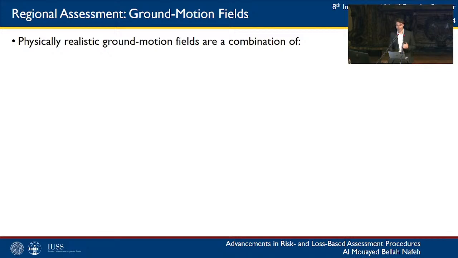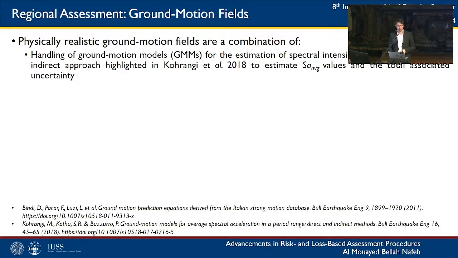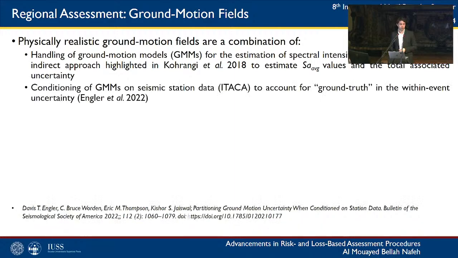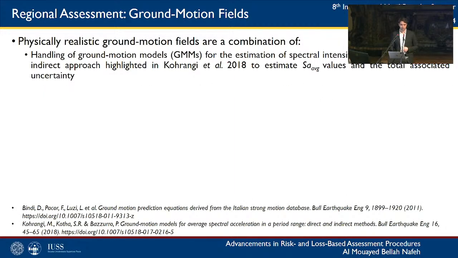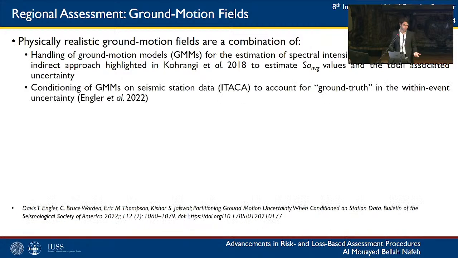Now, simulating physically realistic ground motion fields, or GMFs, is a combination of, first, the ability to handle ground motion models for the estimation of spectral intensities, and for this, we went with the Bindi et al. ground motion model, as it is the standard that is adopted by the INGV for the generation of shake maps. And we went with the indirect approach that was highlighted by Kohrangi et al. in 2018 to estimate SA average values and the total associated uncertainty.